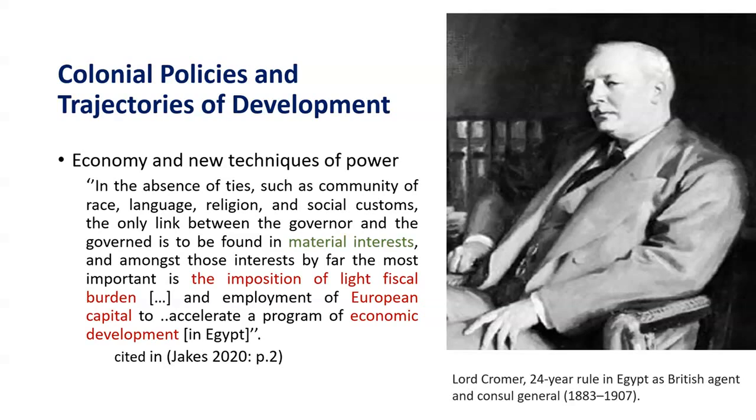And you have Egypt as a typical case of this discourse of development, and of using economic tools or financial aspects in order to exercise political power. So we have here Lord Cromer, and what happened in Egypt. Does anyone know what happened in Egypt before 1882?